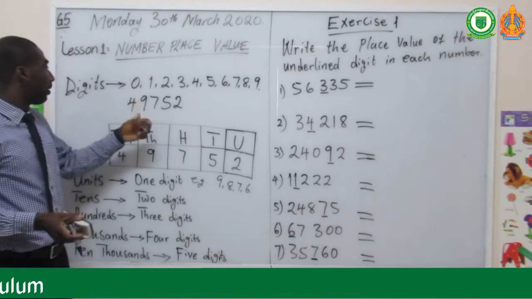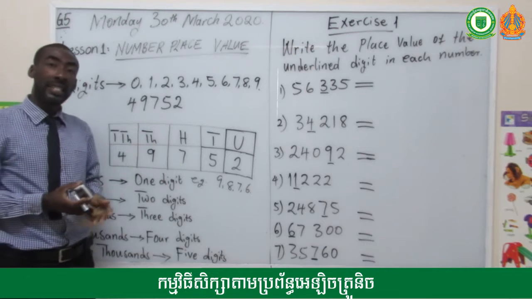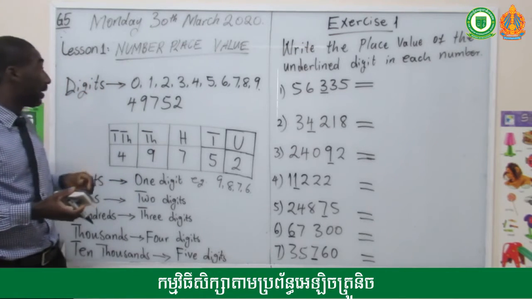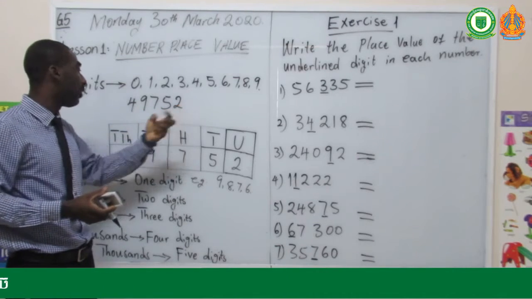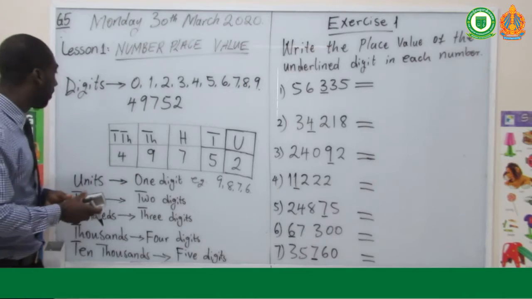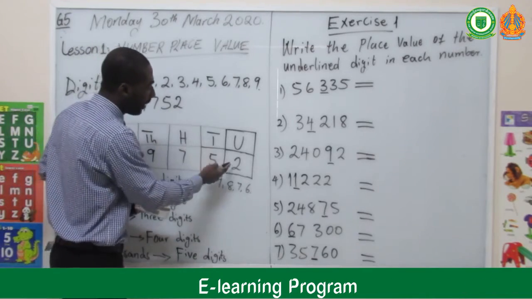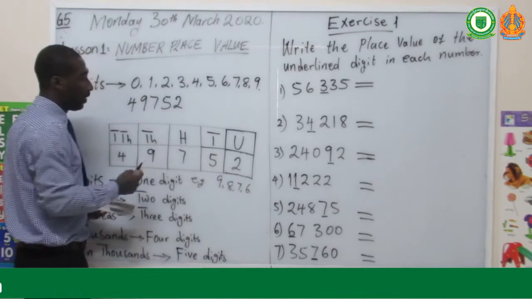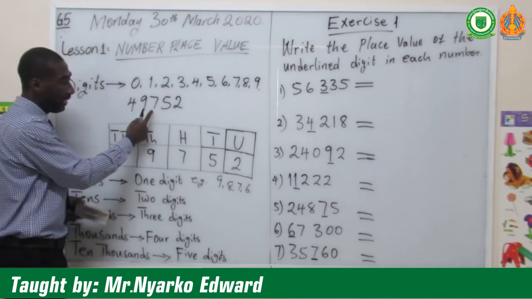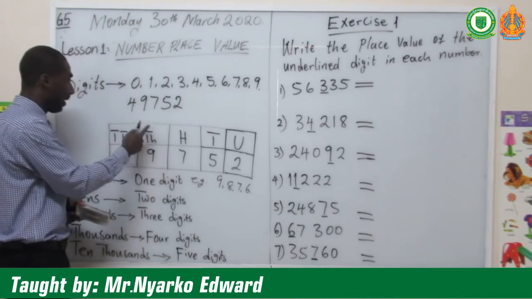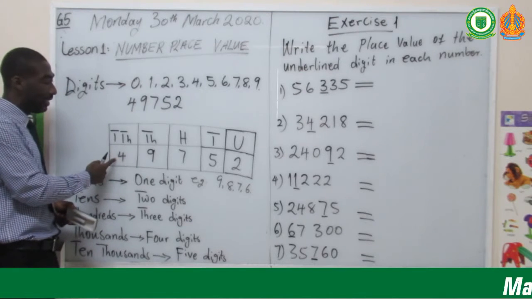So now let's take a look at how we can identify the place value. We have 49,752. How do we identify the places and the value of these individual digits? First, we look at our 2 here. 2 is in the unit place. 5 is in the tens place. 7 is in the hundred place. Your 9 is in the thousands place, and your 4 is in the 10,000.